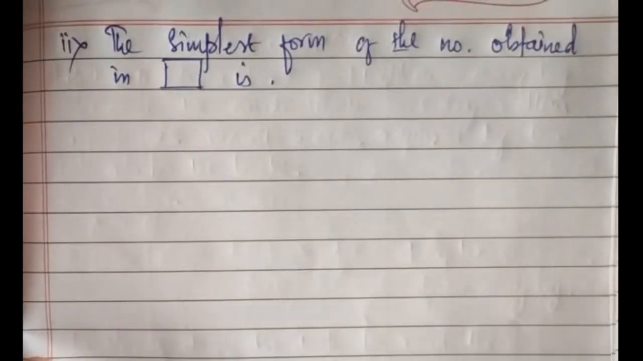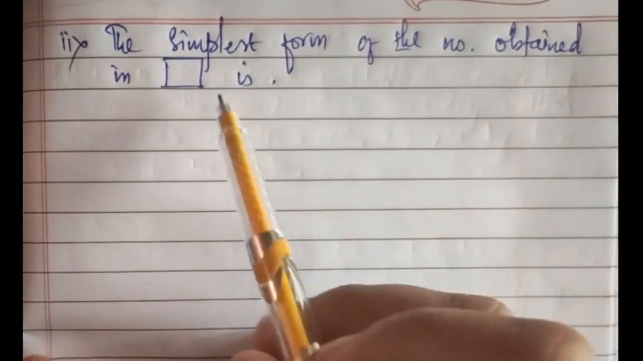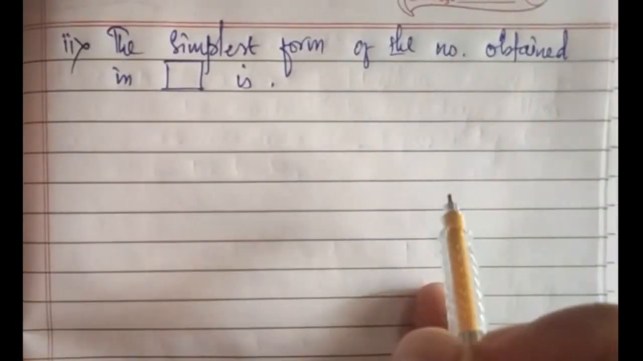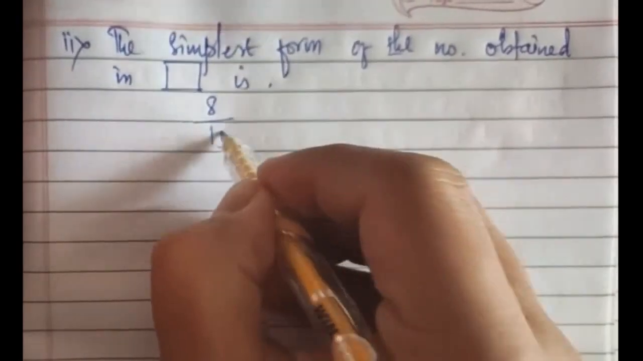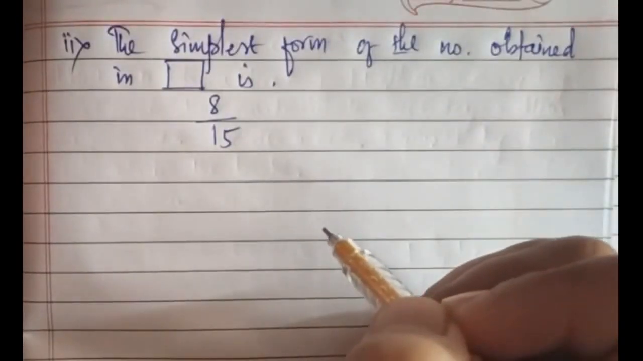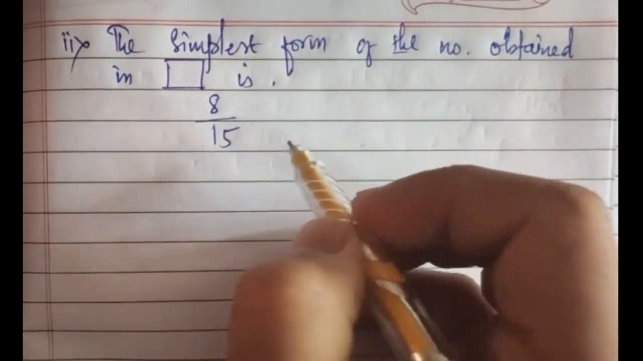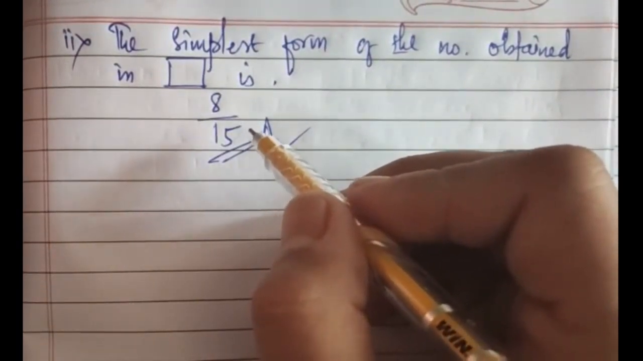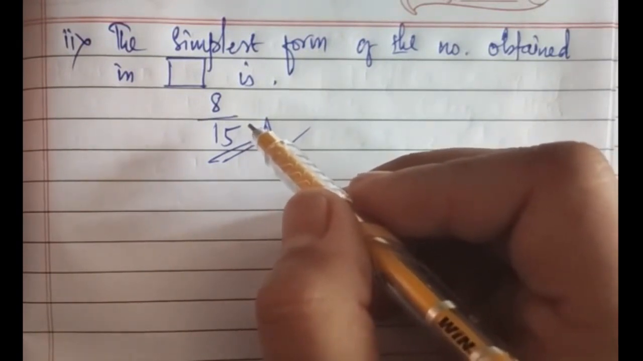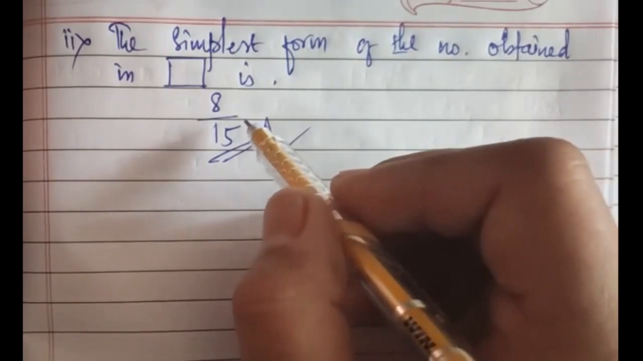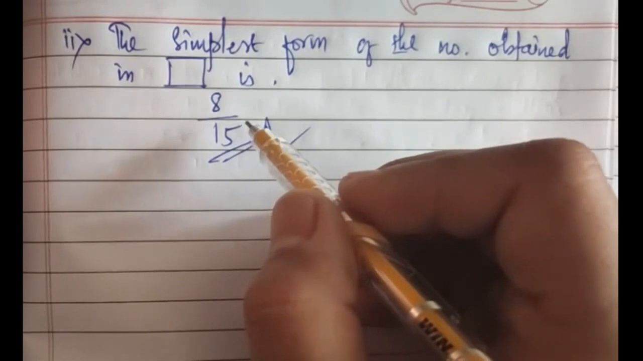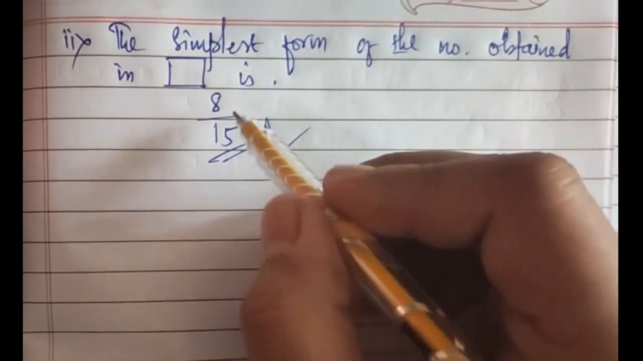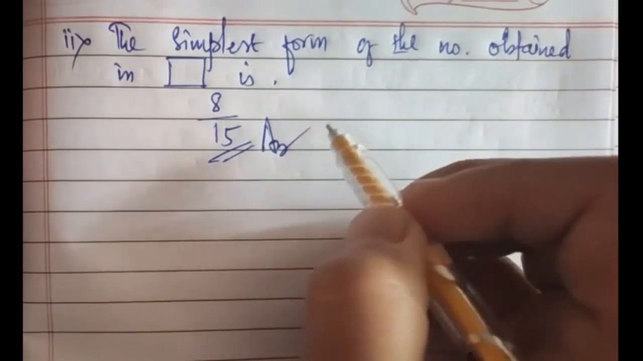Okay. Similarly, in this question we have another part, that is the simplest form of the number obtained in the blank. What is the number we obtained? That is 8 by 15. So can you divide this number? No, it is not possible, right? So our simplest form is 8 by 15 only. If you can divide, then you can write it in the simplest form, like what we did in the previous sum, where 5 by 10 we divided by 5 and got 1 by 2, no? Similarly, in this question we are not going to get a simpler form. The simplest form of 8 by 15 is 8 by 15 only. So our answer is 8 by 15.